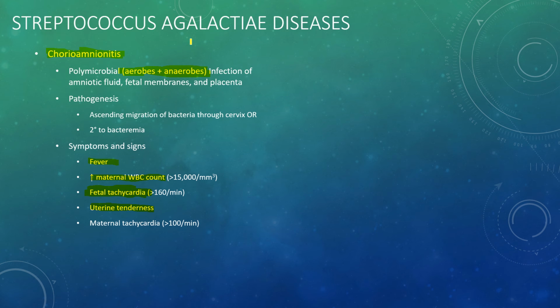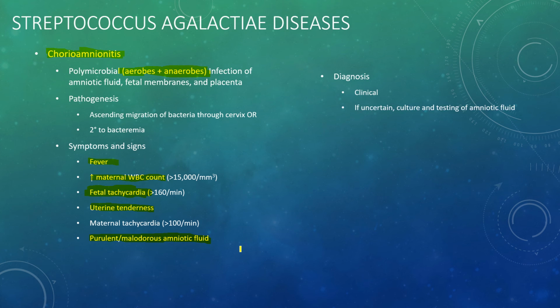Way to differentiate this from endometritis is that in endometritis, the baby is already delivered, so there will be no fetal tachycardia. You can also get amniotic fluid being purulent and malodorous because of the polymicrobial infection, especially if you have rupture of the membranes. So diagnosis. How are we going to diagnose this?